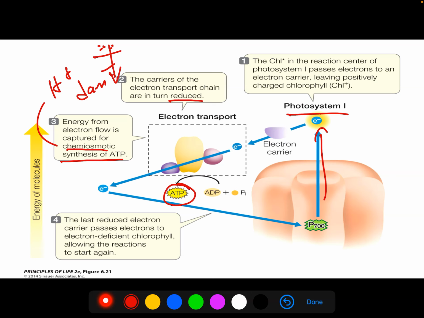And so the last reduced electron carrier passes electrons to electron-deficient chlorophyll, allowing the reactions to start again. So the electron is just kind of cycled. Hopefully you see that. It's kind of cycled around. So that's why it's called cyclic, okay?